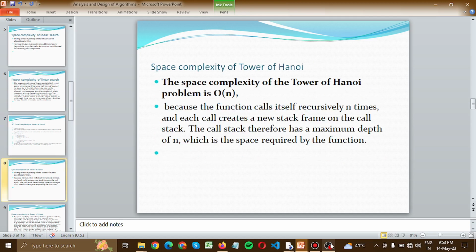Now, space complexity of Tower of Hanoi. The space complexity of the Tower of Hanoi problem is O(n) because the function calls itself recursively n times, and each call creates a new stack frame on the call stack. The call stack therefore has a maximum depth of n, which is the space required by the function.